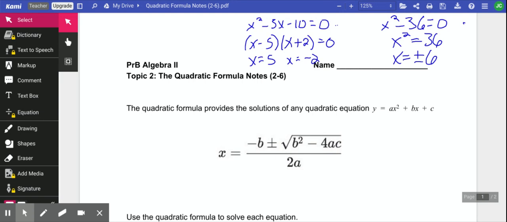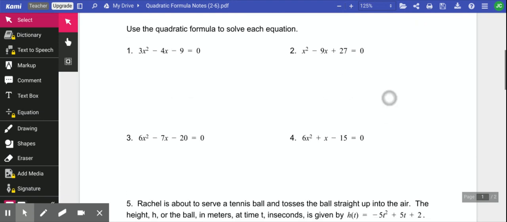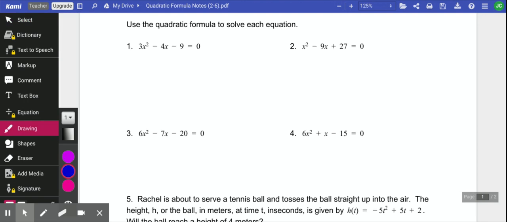So for the quadratic formula, if you have an equation in standard form, this is the quadratic formula. Yes, you do need to memorize it, okay? So every time you do a quadratic formula problem, just write it down. It's negative b plus or minus the square root of b squared minus 4ac, all over 2a. All right, so we are going to use this to solve all of these equations.